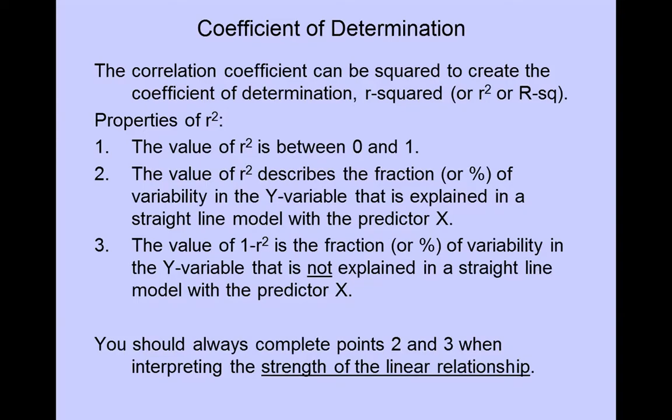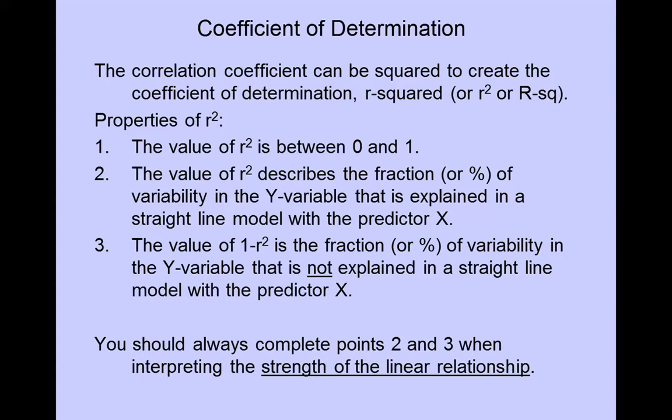The coefficient of determination is something that we can calculate to look at what part of the variation or variability in the response variable is explained by using a straight line model, and then what is still left over that can't be explained. So the correlation coefficient is simply squared, right? You raise it to the second power, multiply it by itself to create this coefficient of determination, or what we often refer to as the R squared value.